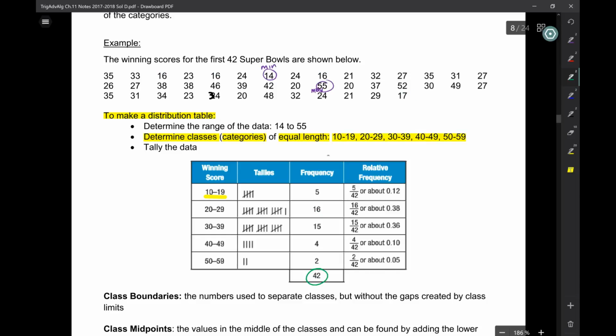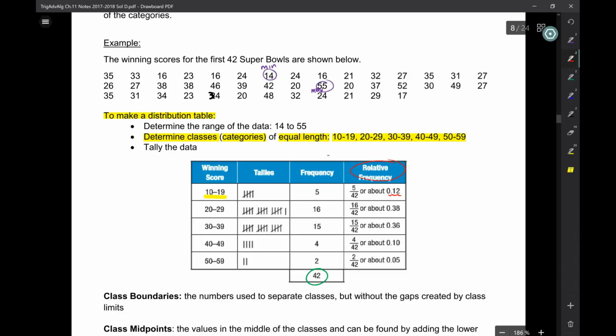Okay, next, we need to calculate the relative frequency. And this is basically, there were 5 from 10 to 19. So out of the total 42, how much of the total is that? Well, 5 out of 42, it's 0.12, right? And 16 out of 42, and so on and so forth.